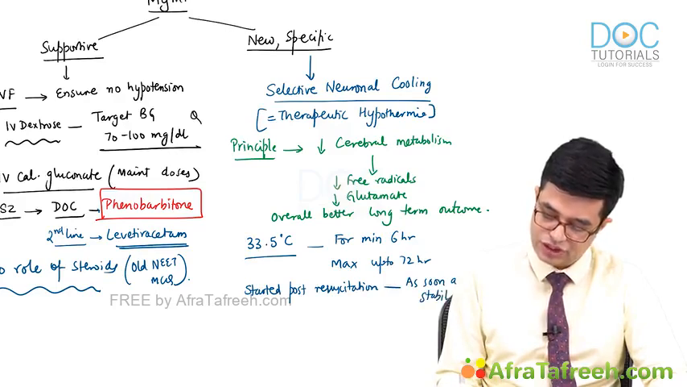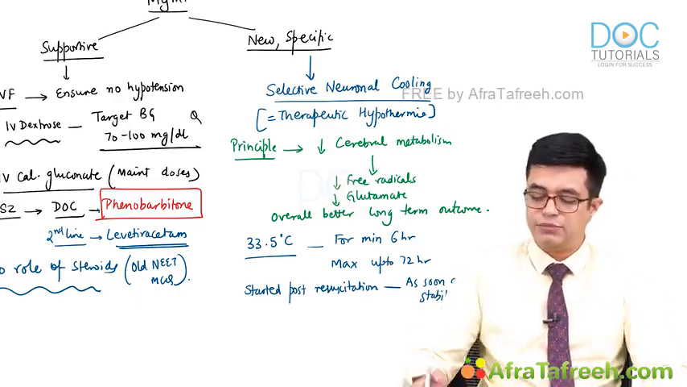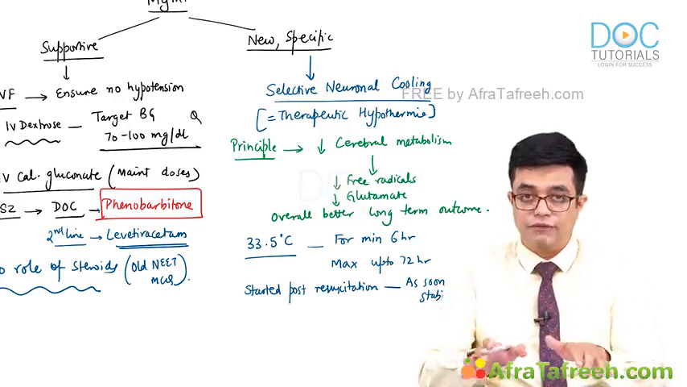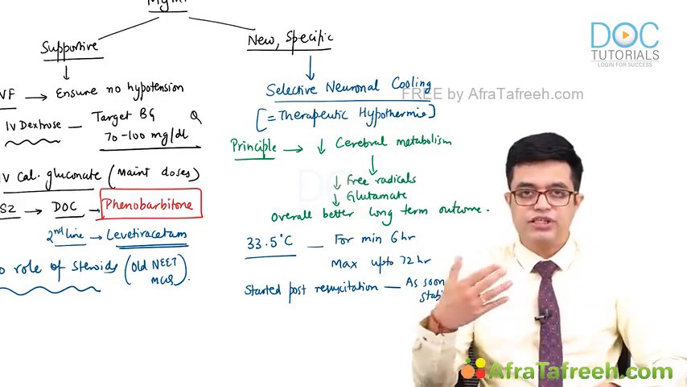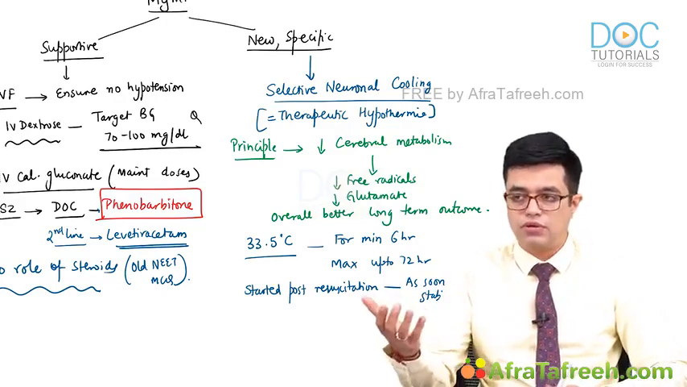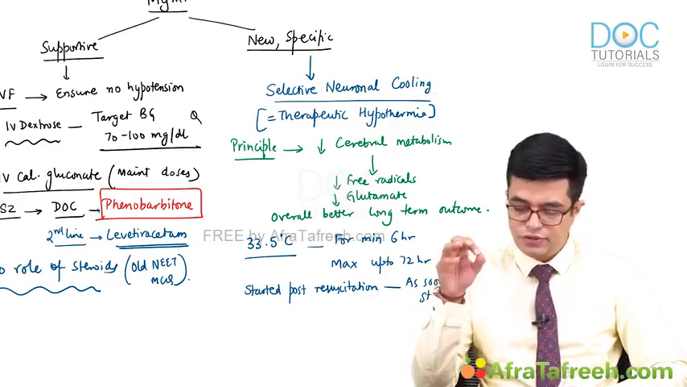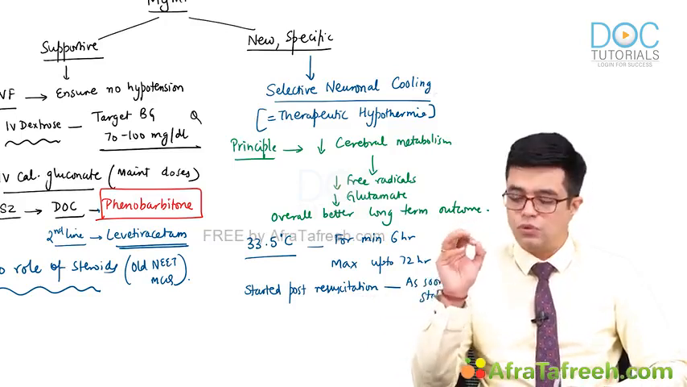It is not that the child is having a seizure right now and you are giving hypothermia. Let the seizure go away. Once you manage the child and shift him to the ICU or to the cot of the child, then you need to start with selective neuronal cooling.